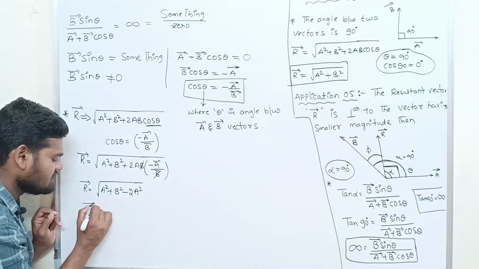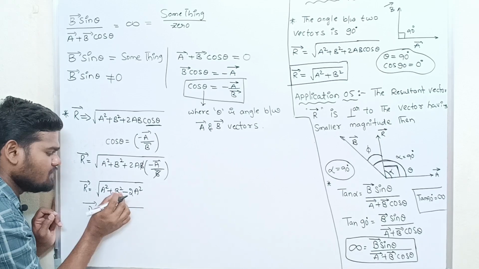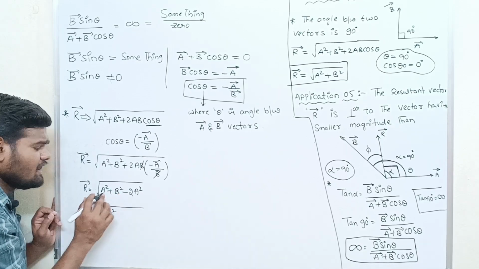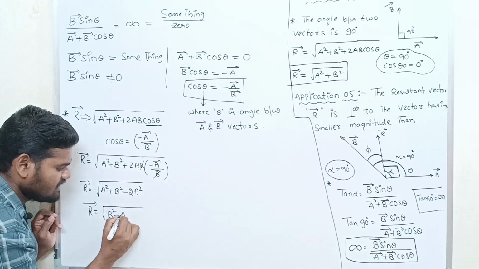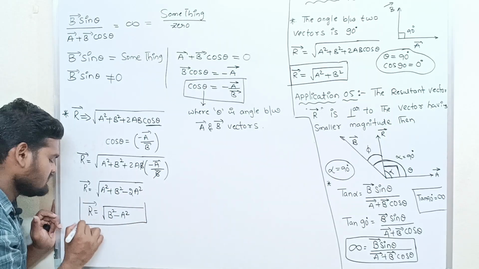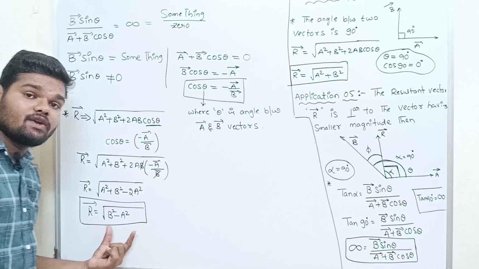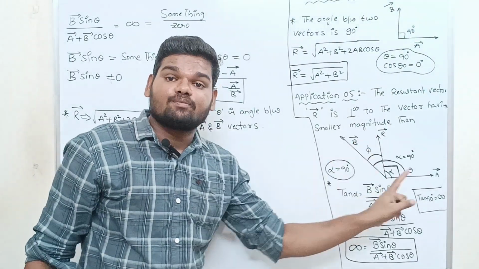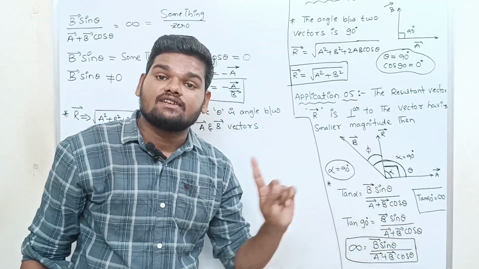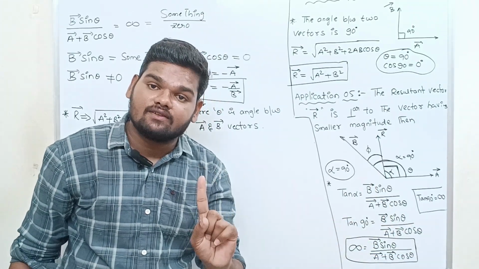So you can write r bar is equal to how much? Under root of b square plus a square minus 2a square. You will get minus a square, so r bar is the root of b square minus a square. So this is the resultant of the two vectors when the resultant vector is perpendicular to the vector having the smaller magnitude. Are you getting?